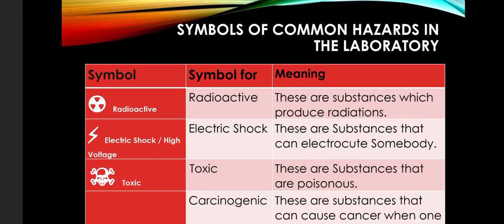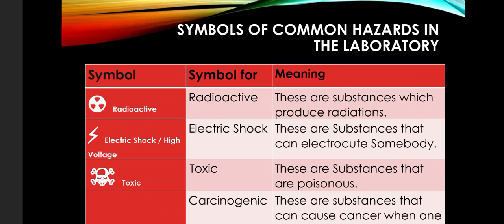I want you to understand that in order for you to ensure you are safe, you are supposed to read the symbols that are normally found on various equipment and containers that are used in the lab. Majority of the containers that you'll get there will have some symbols, and when you see those symbols, you are supposed to know or interpret the specific meaning of that particular symbol. For example, in our table, the first symbol is for radioactive material or substance, and radioactive materials are substances which produce radiations.